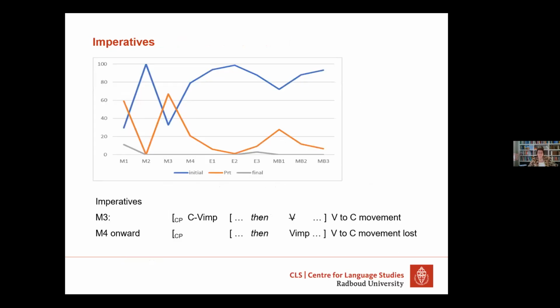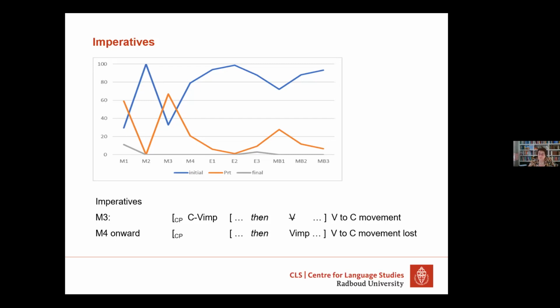So what happens in imperatives, the M2 bit in that graph, the second sub-period. Okay, that is a very clear sampling effect. In fact, that's a very small corpus. So if you ignore that, you see a fairly high orange curve from early on, and then in the transition from the M3 period, which is 1350 to 1420, to the M4 period, you see a dramatic decline of V-to-C movement in imperatives.